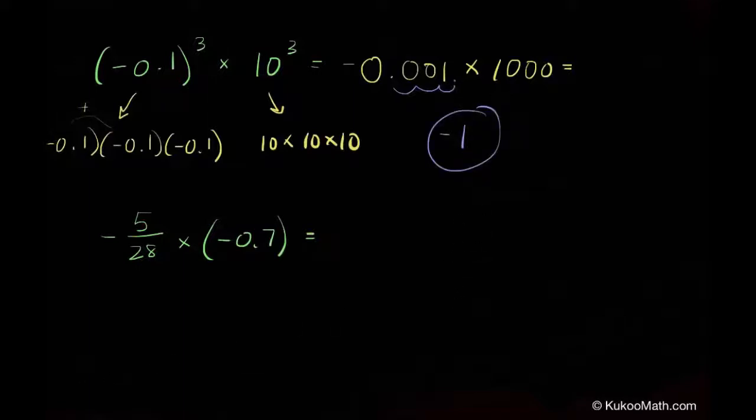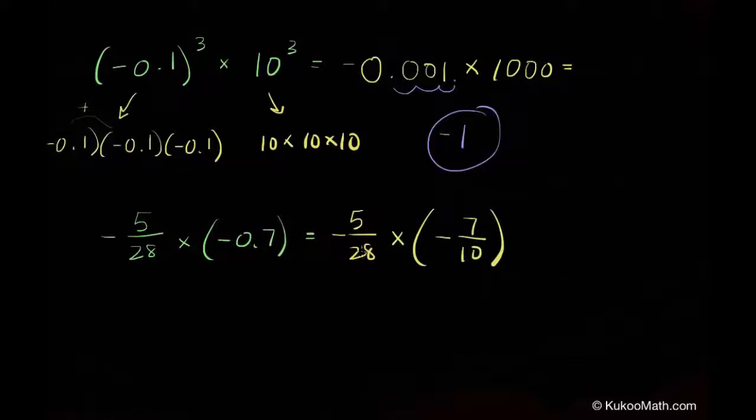Now let's take a look at the next problem. Negative 5 over 28 times negative 0.7. Let's first convert negative 0.7 into fraction form. It's basically the same thing as negative 7 over 10.